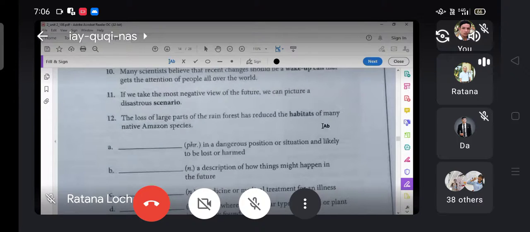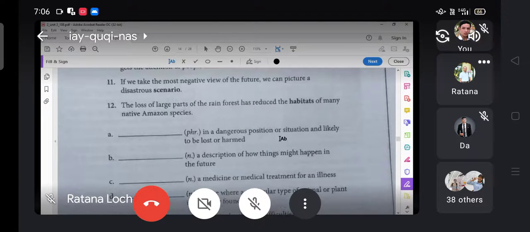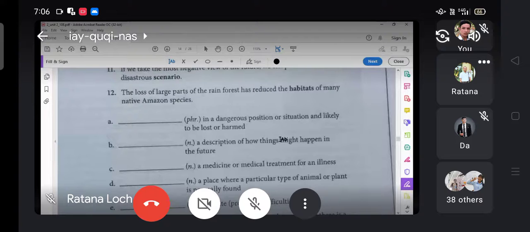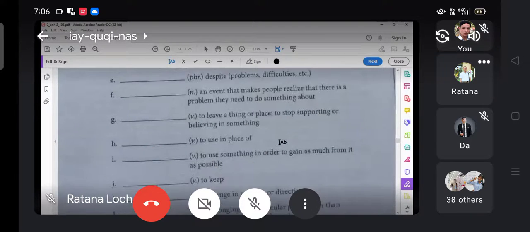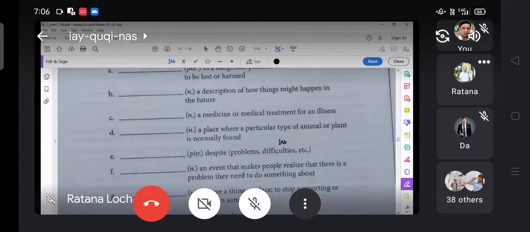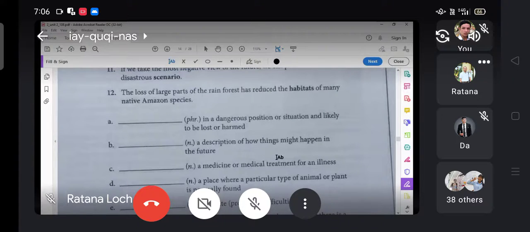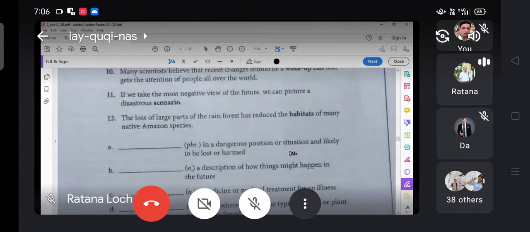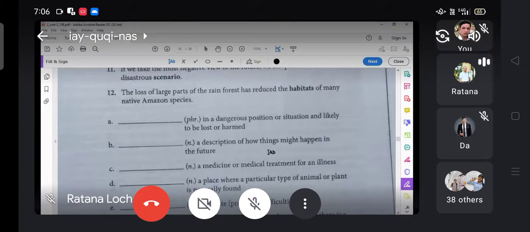Okay, so the last one, habitat. Habitat means the place where wild animals live, or the place where people live. Okay. So now we go to match. To match, I assume that it is faster if I tell you, or do you want to do it on your own here?